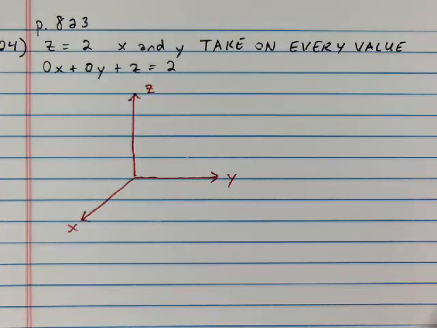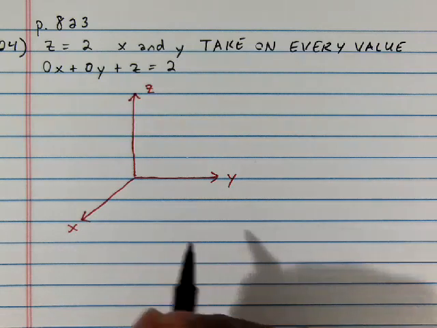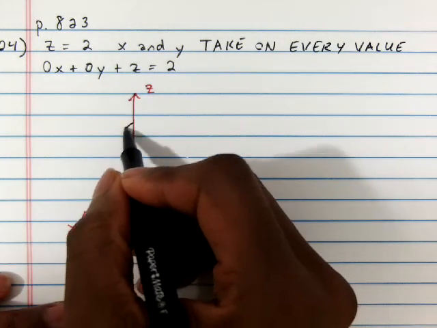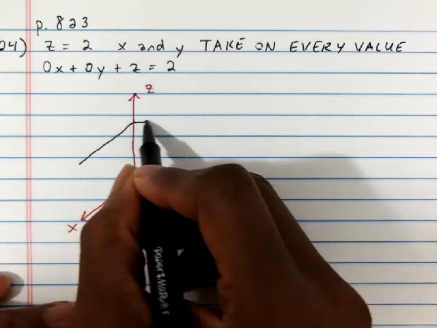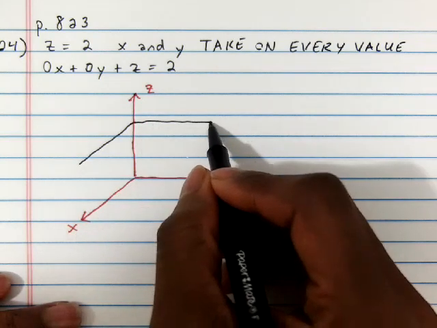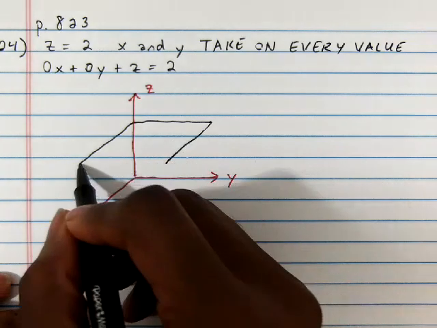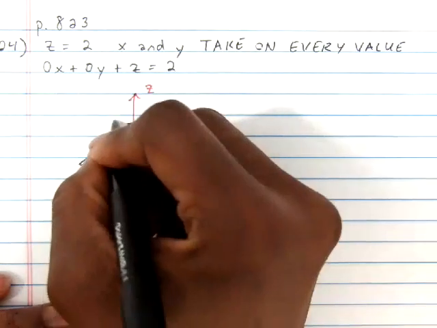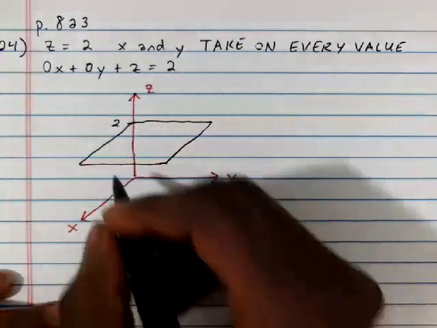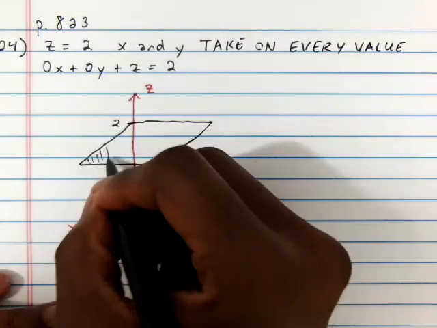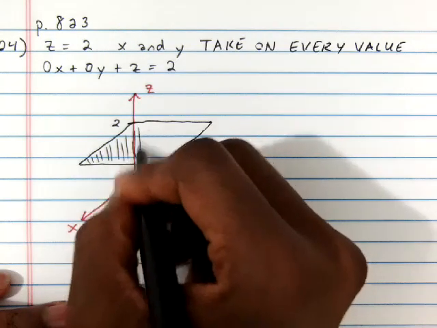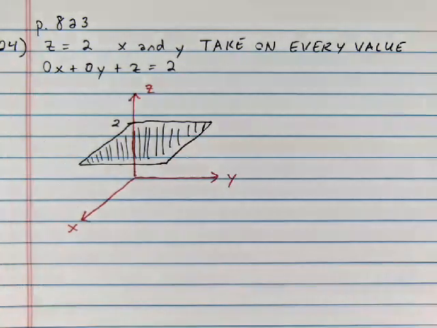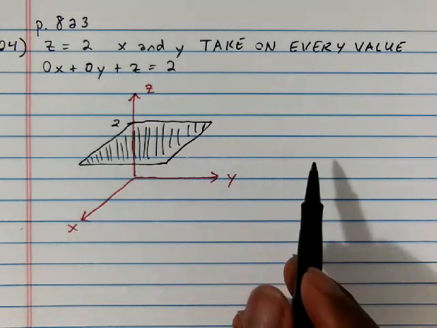So remember, it'll be kind of hit or miss with which planes we opt to sketch and which ones we don't, just because for some of them you really can't tell what they look like from the sketch. So probably the easiest way to do this is just do that, and this is 2 right there. So we'll just get this plane. It's parallel to the XY plane, because x takes on every value and y takes on every value.